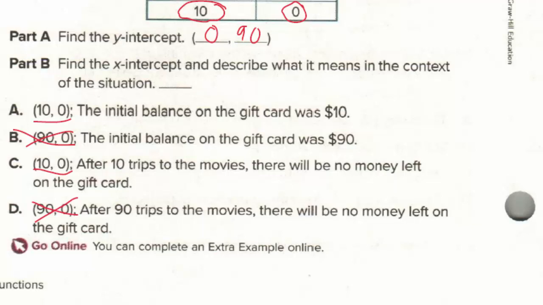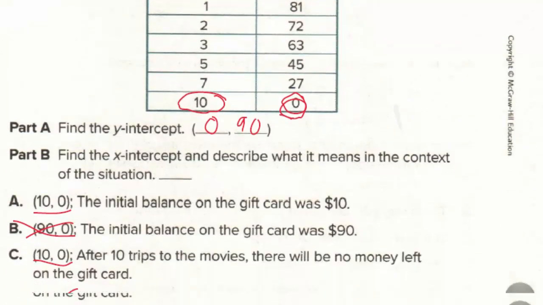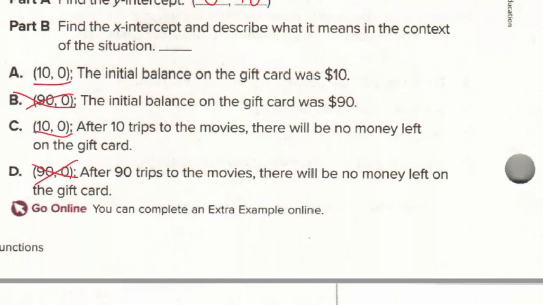Choice A says the initial balance of the gift card was 90. That's at the x-intercept. Well, the x-intercept has an output of 0. If we look back at the top, that's the balance. So at the x-intercept, her balance is 0. So the initial balance of the gift card was 10? That's not what that means. Letter C says after 10 trips to the movie, there will be no money left in the gift card. And that's exactly what that intercept is telling us. So the answer here is choice C.